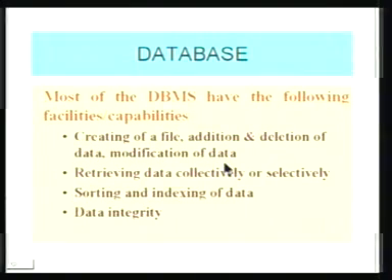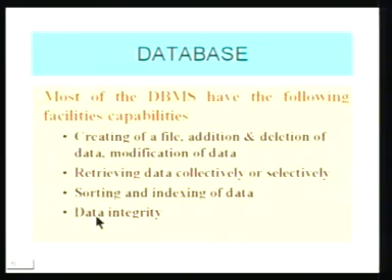So you have to learn a query language, what we'll call SQL, to learn how to create a file, how to add a record, how to delete a record, how to retrieve a record, how to do the sorting and indexing of the data. All may have been different, might be some, but SQL is standard now.